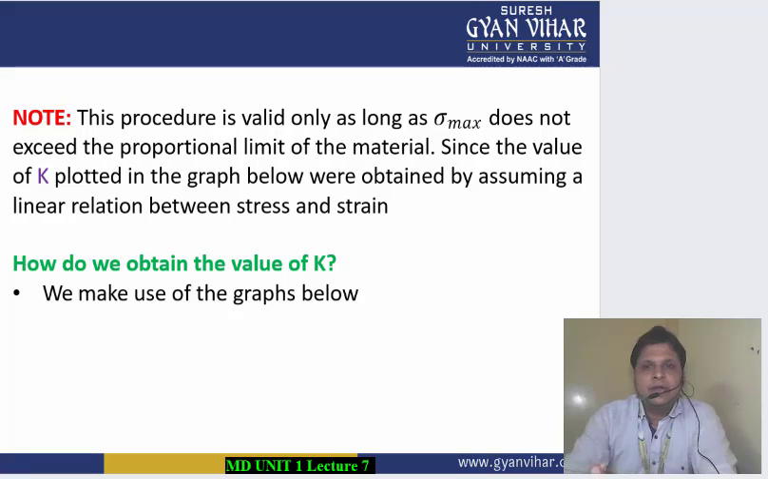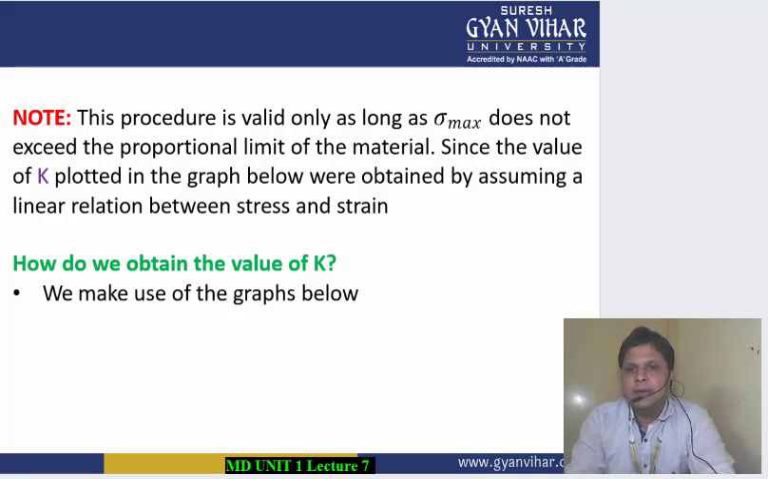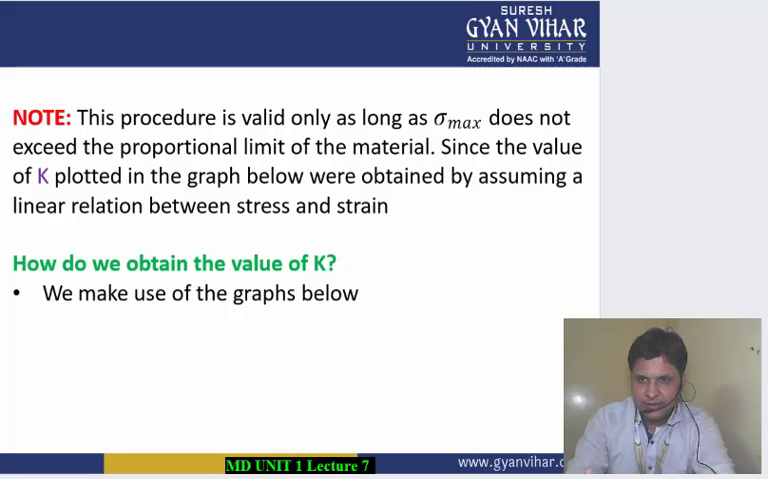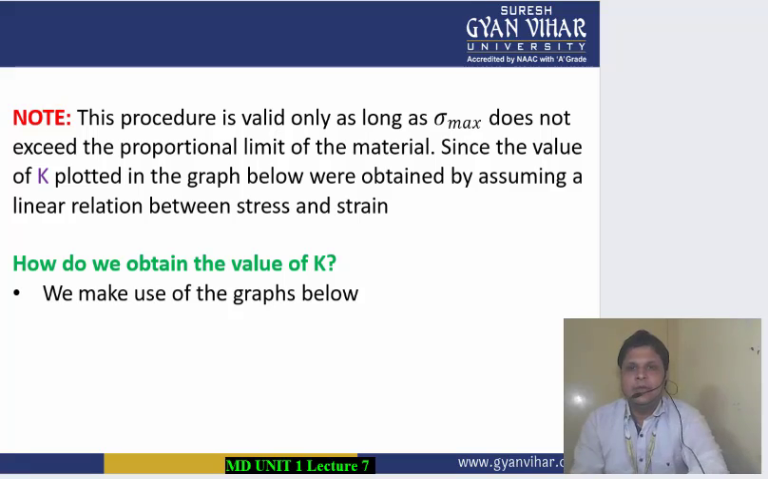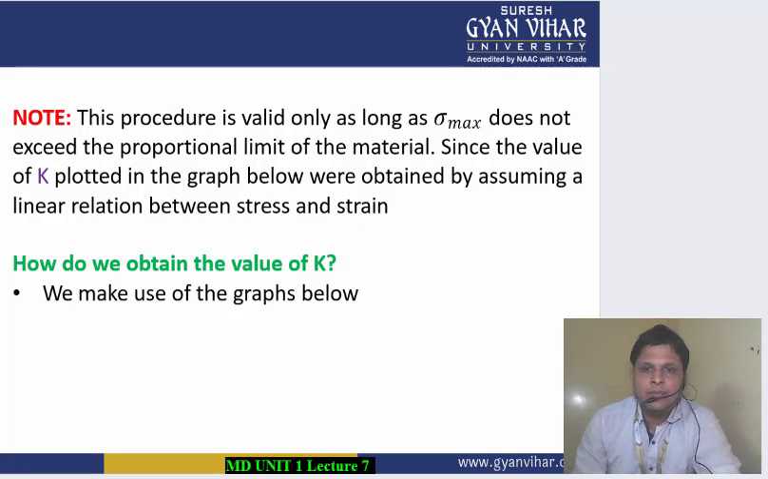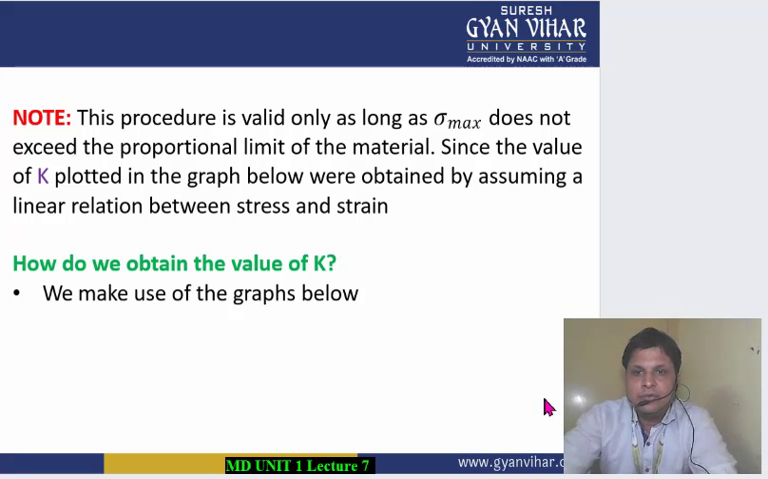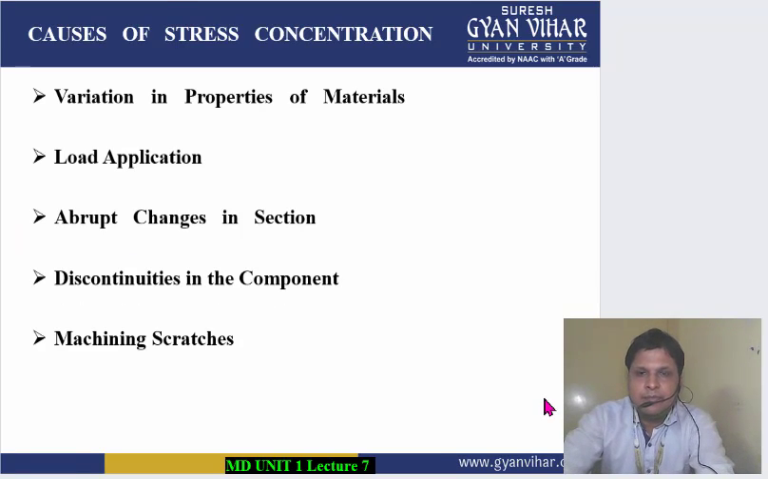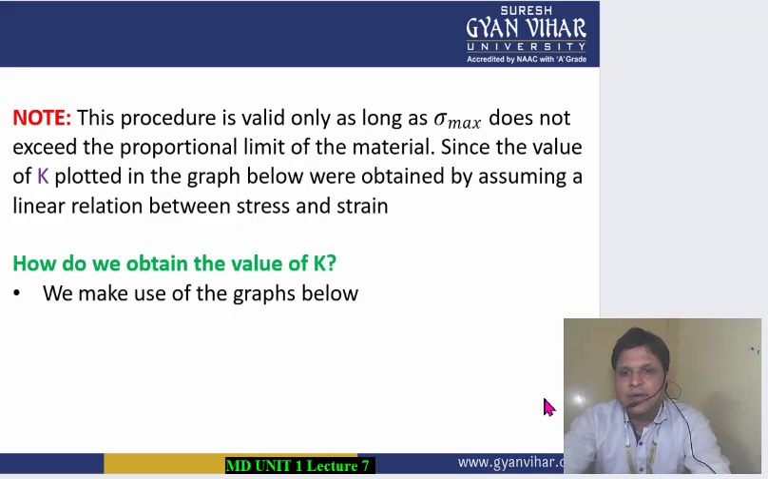Note, this procedure is valid only as long as sigma max does not exceed the proportional limit of the material, since the values of K plotted in the graphs were obtained by assuming a linear relationship between stress and strain. How do we obtain the value of K? We make use of graphs. There are some graphs which are used to find the value of K, and I will tell you about that later on.